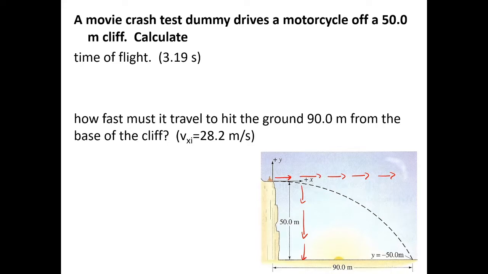Now initially there is no y speed, only x. It's going to have a certain y speed when it hits the ground. We're going to calculate that later. And what I think is interesting about this problem is that they only give us 2 numbers. They give us 50 meters and they give us 90 meters. And that's all they give us. So we have to work with one of them. Let's work with the 50 meters first. Let's get the time of flight.